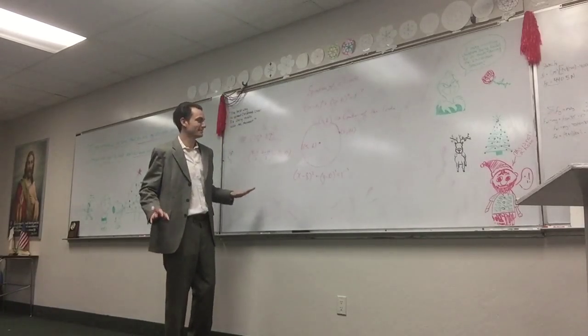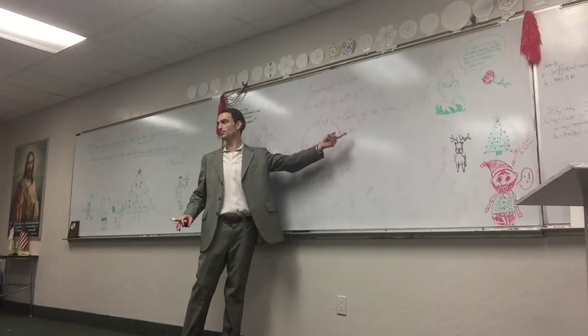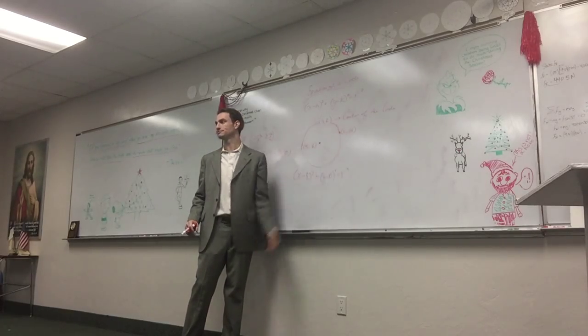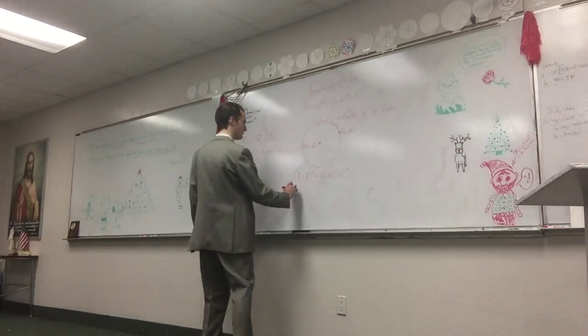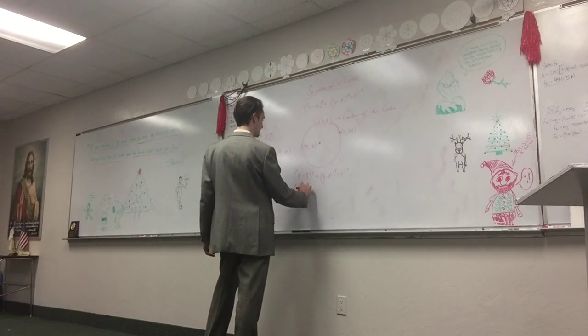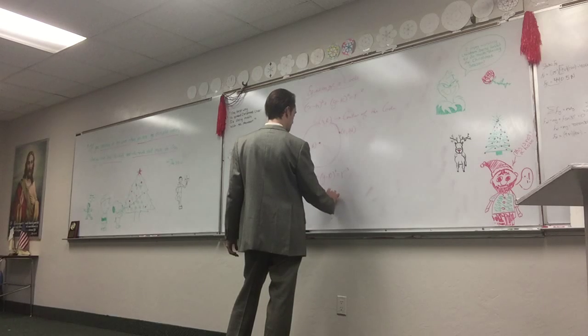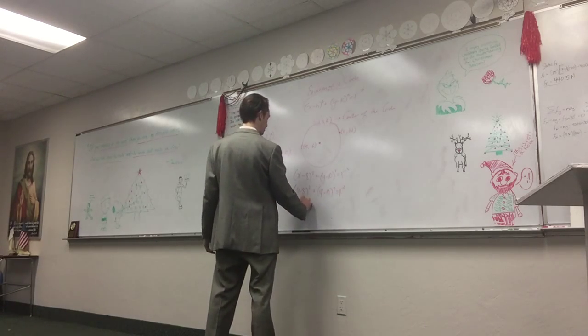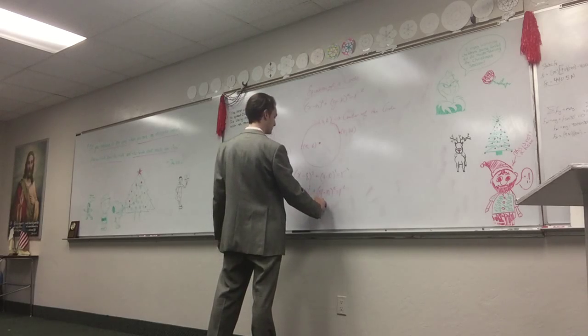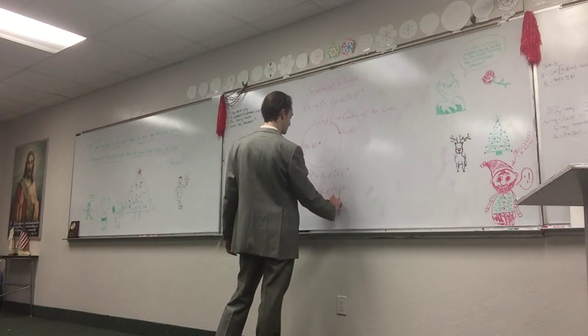All right, I just plug in one of my points. I'll plug in this point, 11, 14. I get 11 minus 8 squared plus 14 minus 10 squared equals r squared. So 11 minus 8 is 3, so 3 squared plus 14 minus 10 is 4, 4 squared equals r squared.